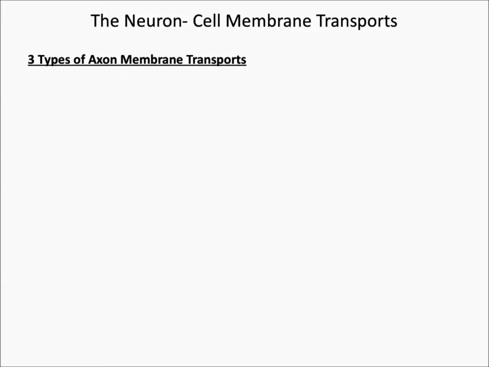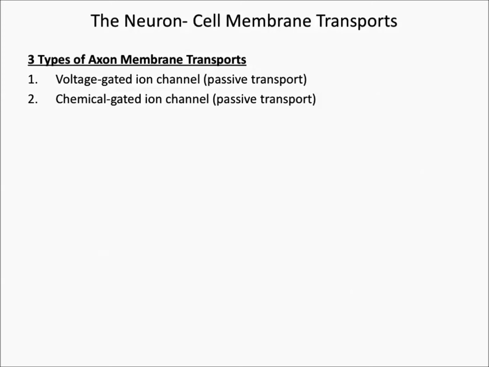And the last topic of discussion about the neuron is the types of cell membrane transports found on the axon. And there are 3 types of axon membrane transports. The first type of transport is called a voltage-gated ion channel. This is a passive transport. In other words, it allows substances to pass through it by the process of diffusion or osmosis. The second type of membrane transport is called a chemical gated ion channel. This too is also a passive transport. And the third type of cell membrane transport is the pump. The pump is an active transport, which means that it requires energy to move substances or materials across the cell membrane.